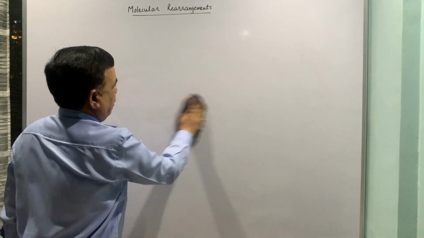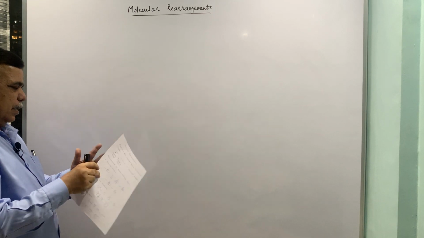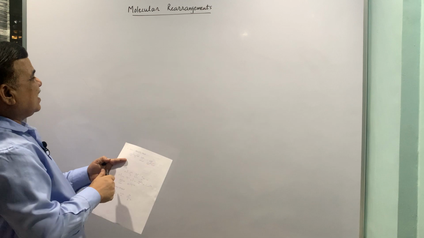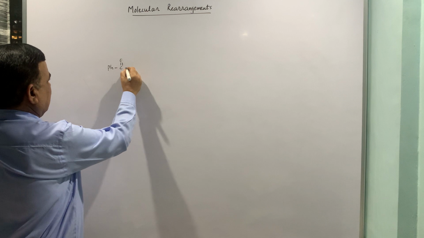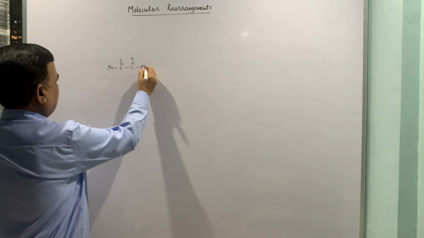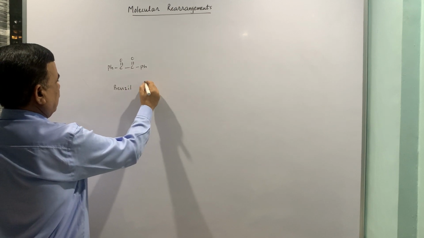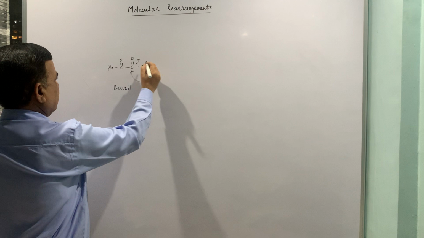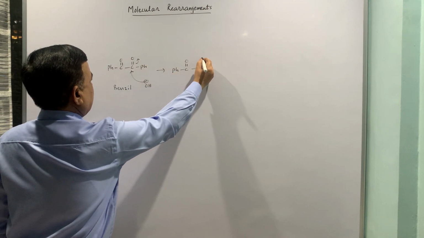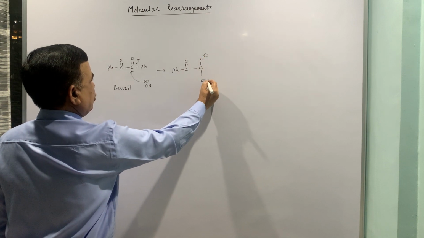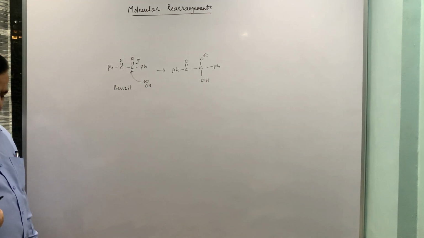Okay. Now the next one is benzilic acid rearrangement. Now I will just put benzil like this. This is benzil. The treatment of benzil with base can give us this intermediate. Now this becomes O minus, this is OH, and this is Ph. This is the alkoxide ion, which is the intermediate.